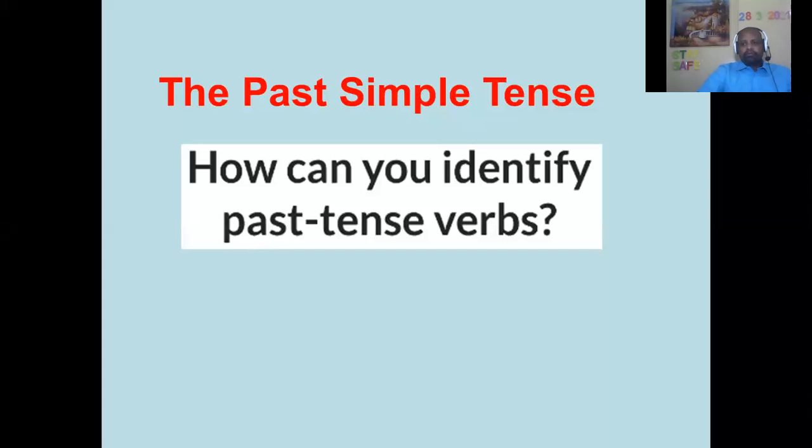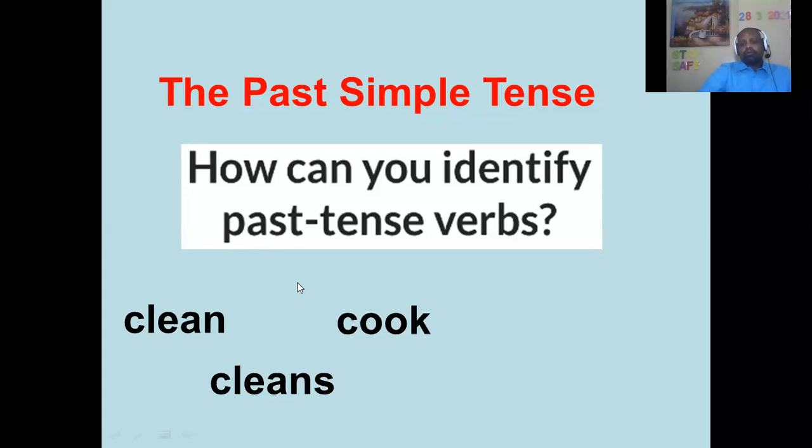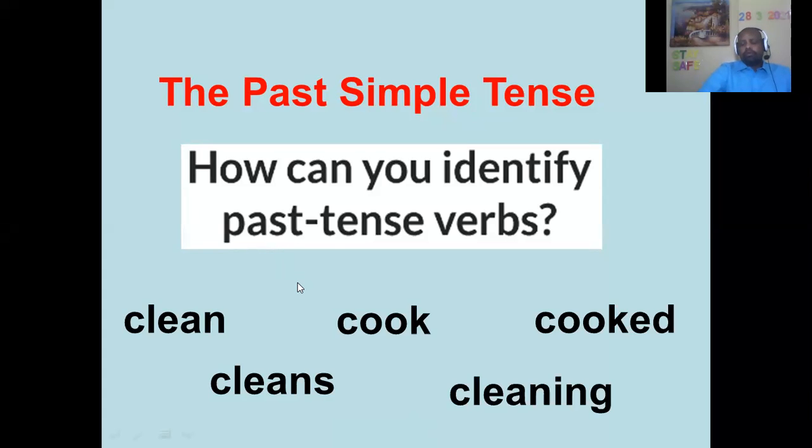Here we are. How can you identify past tense verbs? This is a good question to start with. Just have a look at this word, clean. When you say this is a past or this is a present verb, is that because you know it or you studied it before? Cleans, past or present verb. Cook, cleaning, cooked.